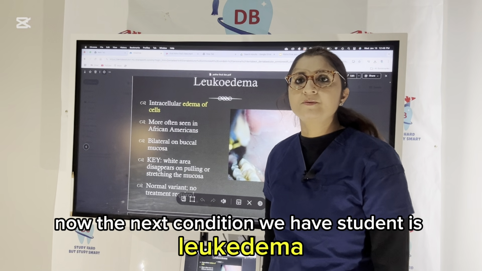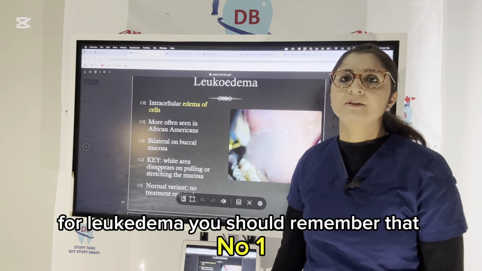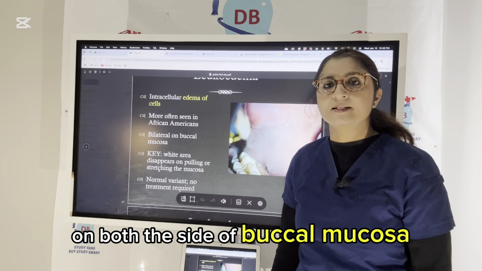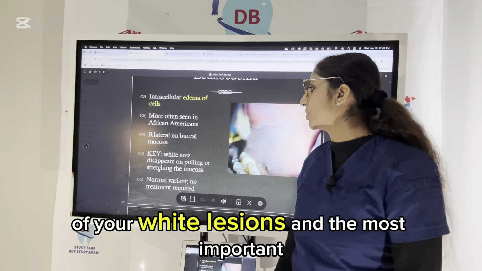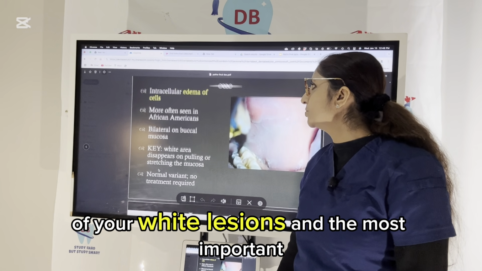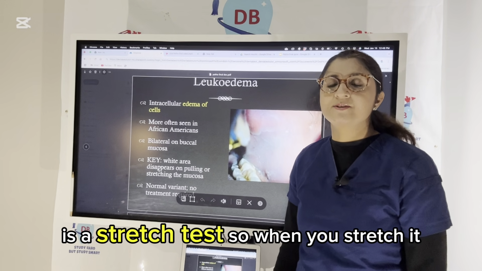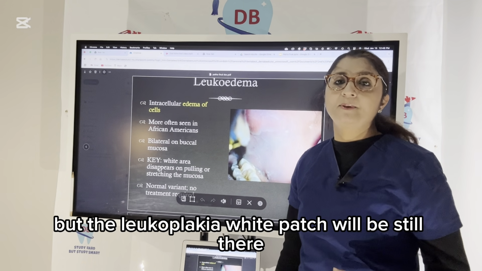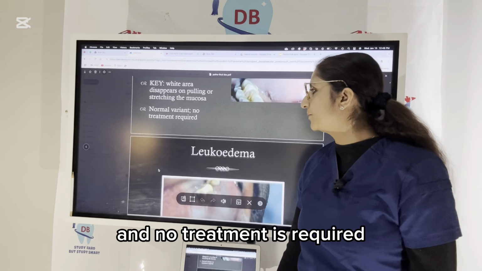Now, the next condition we have, student, is leukoedema. For leukoedema, you should remember that number one, you will see it bilaterally on both sides of the buccal mucosa, and it can come under differential diagnosis of your white lesions. And the most important, how you differentiate leukoedema from leukoplakia is a stretch test. So when you stretch it, leukoedema is going to disappear, but the leukoplakia white patch will still be there. It is again a normal variant and no treatment is required.